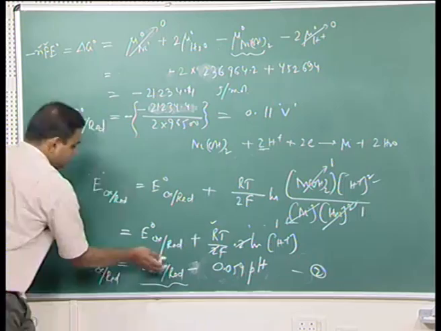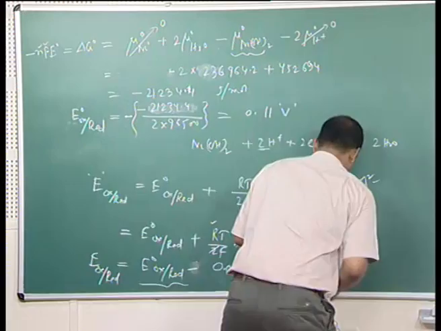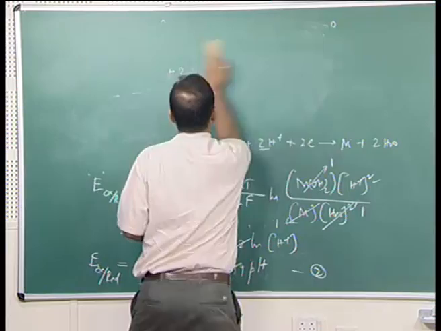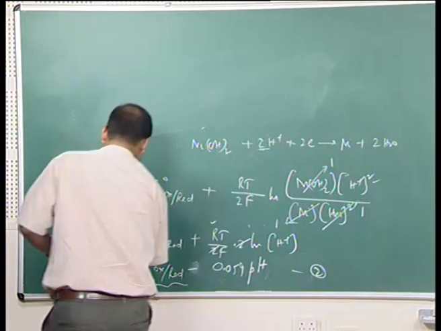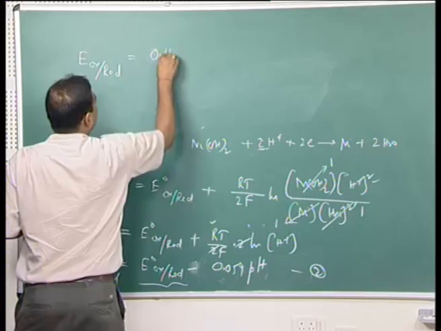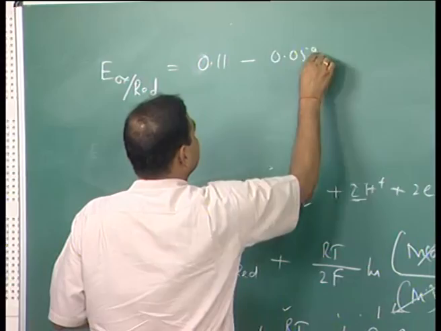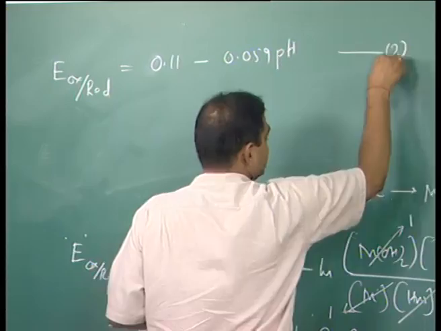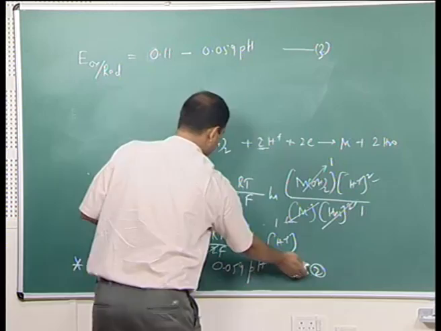So, the final equation, let me remove this. The equation would become this equation. I can modify it, I can write it like this. Now, I know the value, 0.11 volt, minus 0.059 pH. So, this is my equation number 2. This equation 2 is becoming, now let me put it as 3, because from 2 I am getting this. So, now I can plot this on this.